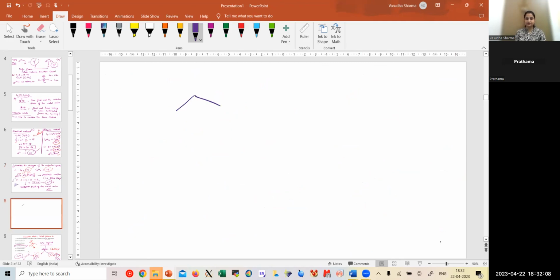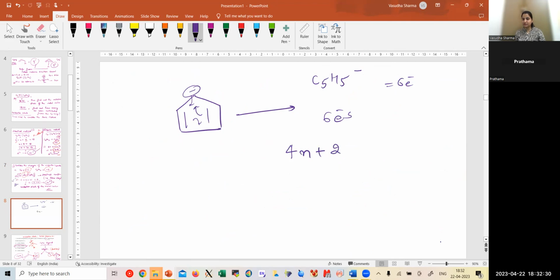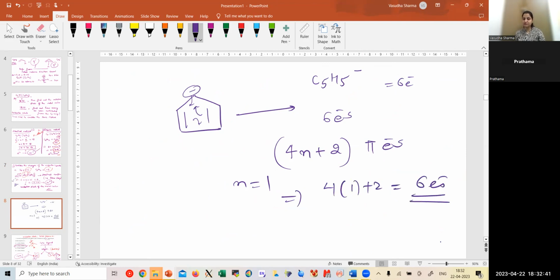So when we have this minus charge in here, once it is having a minus charge with it, it becomes a C5H5 minus, that is 6 electrons, then it becomes an aromatic system because the total number of electrons is 6. And from Huckel's rule, we have this 4n plus 2 pi electrons rule. So if I consider n equals 1, it becomes 4 plus 2, and this becomes 6 electrons. That means it becomes an aromatic system, which is highly stable.